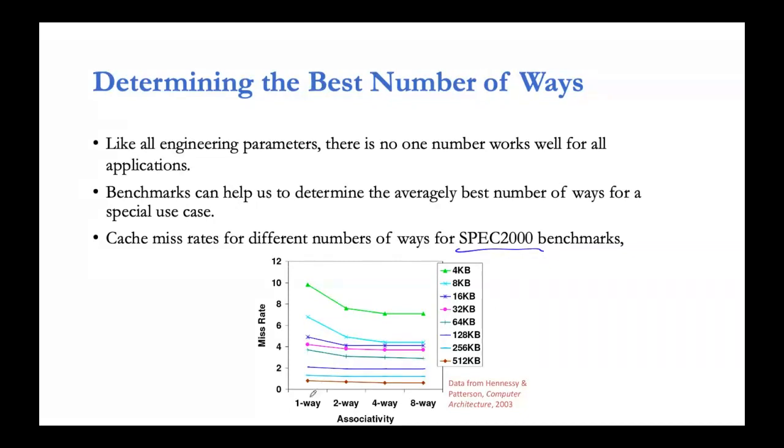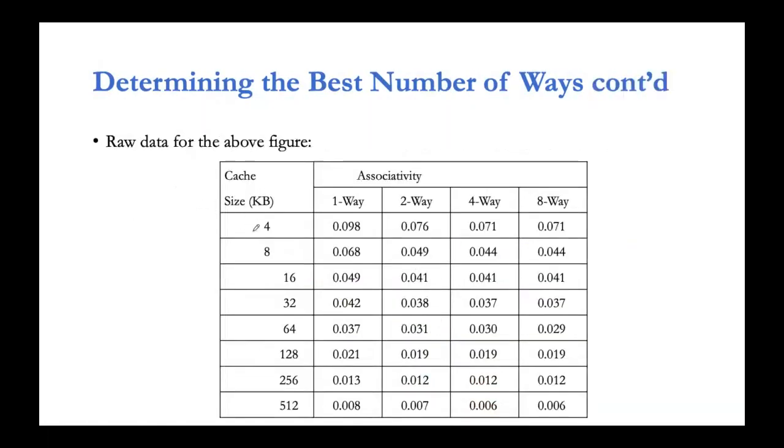Okay, that shows that for one way the miss rates are higher, but as the number of ways is increased, the miss rates gradually decrease. If you see the raw data, if the cache size is 4 kilobytes, suppose in one way the miss rate is 0.098, two way 0.076, four way it is this.